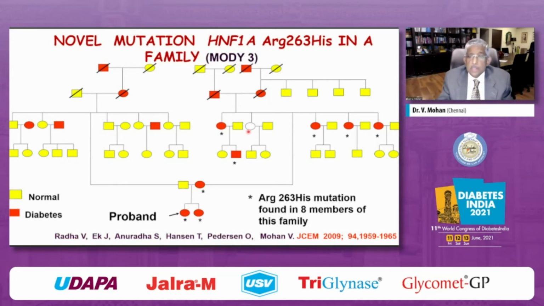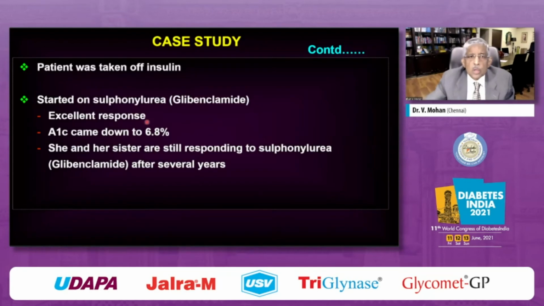MODY3 responds to sulfonylureas. So what did we do? We took her off insulin and started her on a sulfonylurea. The one which has been studied most is glibenclamide. And in our own studies, we are now doing trials on gliclazide as well in MODY. But at that time we put her on glibenclamide. We stopped the insulin completely. She showed a beautiful response, and the HbA1c came down to 6%.